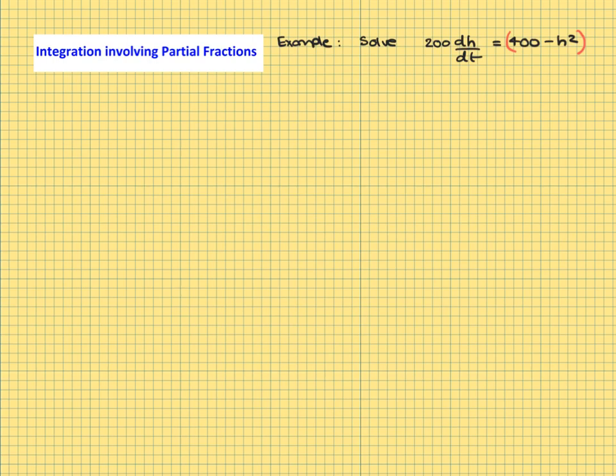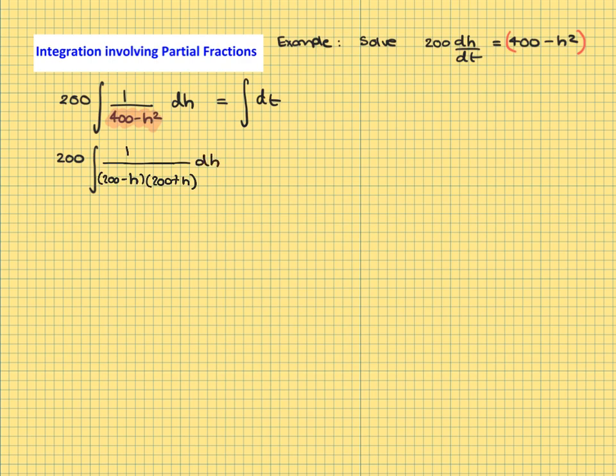So I'm going to leave the 200 on the left hand side like that. So we have 200, the integral of 1 over 400 minus h squared dh, and on the right hand side we have the integral of dt, like so. Now on the left hand side we need to remember that this denominator is a difference of two squares, so it can be factorised as 200 minus h, 200 plus h dh, and the right hand side simply integrates to give us t.